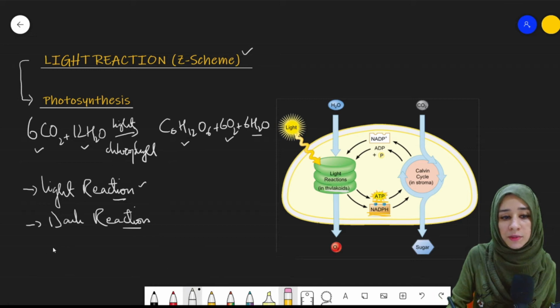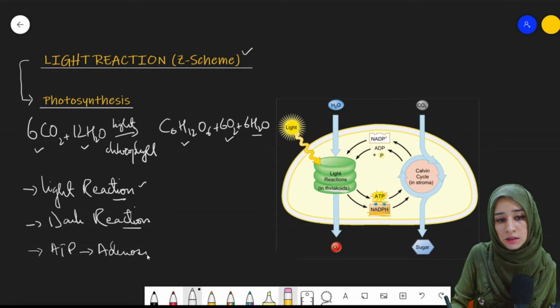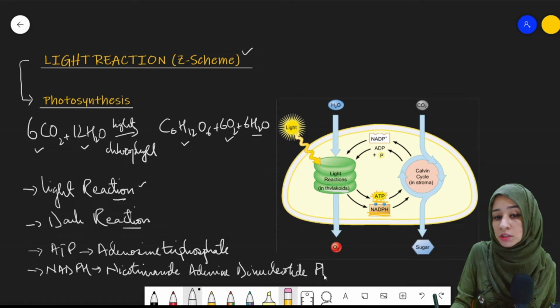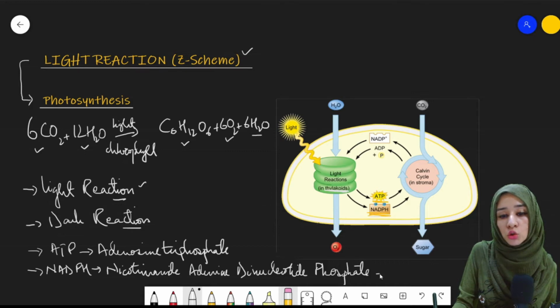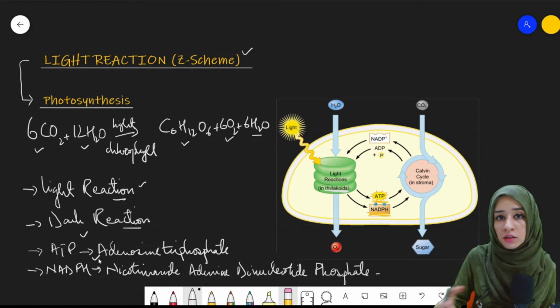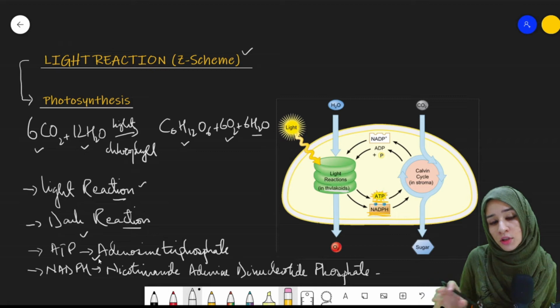Now, what is ATP? ATP is adenosine triphosphate. Okay. And what is NADPH? NADPH is nicotinamide adenine dinucleotide phosphate. These are two high energy molecules that basically provide energy during this whole process of photosynthesis.